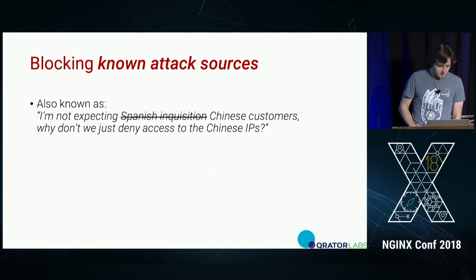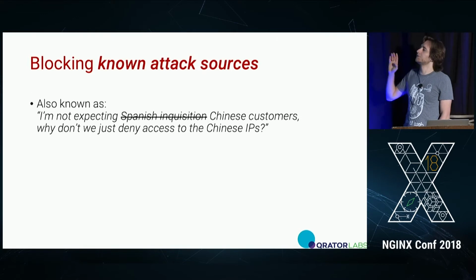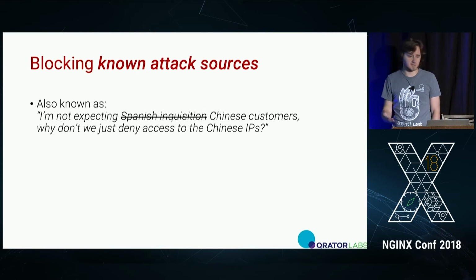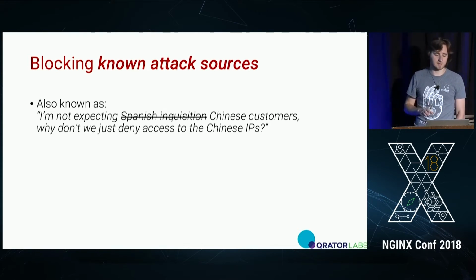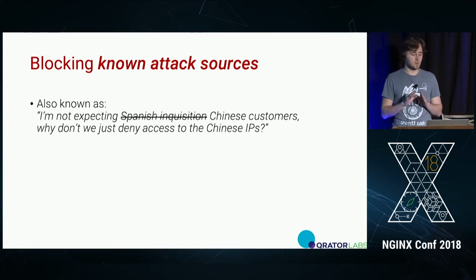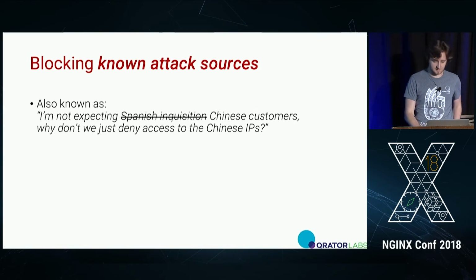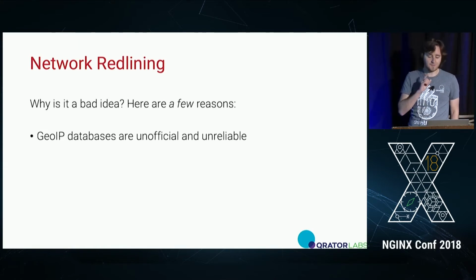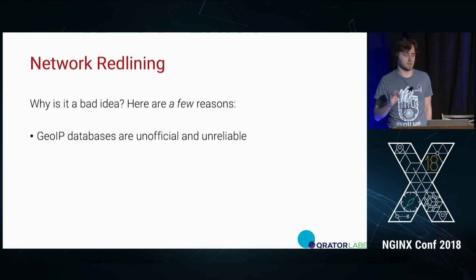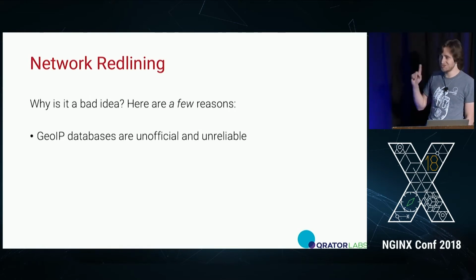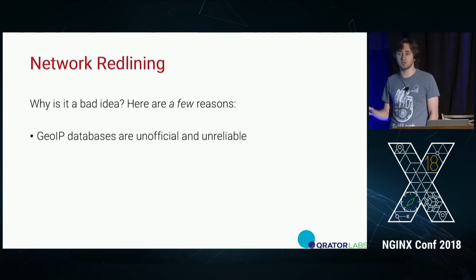And yes, here is a method called blocking known attack sources. You may find it in best practices. It's also known as "I'm not expecting Spanish or Chinese customers." So why don't we just deny access to Chinese IP addresses or other countries' IP addresses? Here is why it's a bad idea. Even if we stick to the technical point of view, there are quite a few drawbacks to such an approach. The first is that geo-IP databases are unofficial and unreliable.